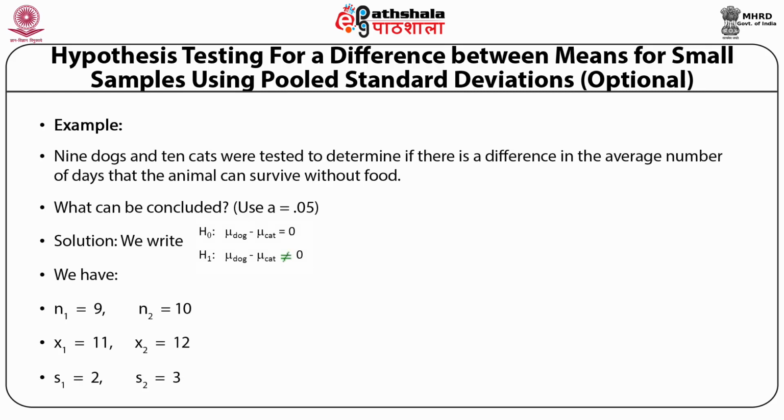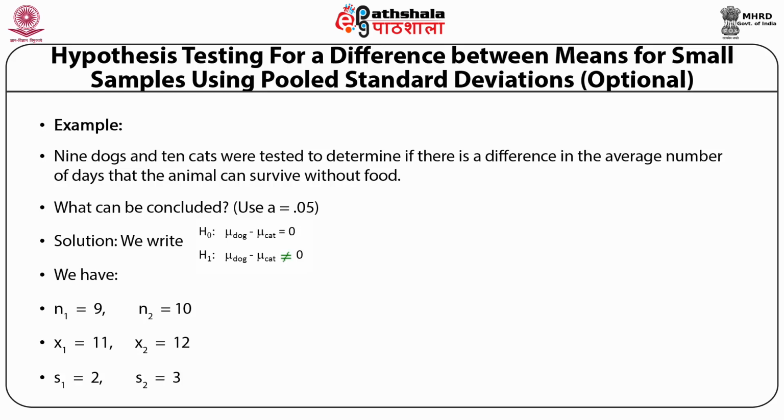9 dogs and 10 cats are tested to determine if there is a difference in the average number of days that the animal can survive without food. The dogs average 11 days with a standard deviation of 2 days, while the cats average 12 days with a standard deviation of 3 days. What can be concluded at alpha equal to 0.05?